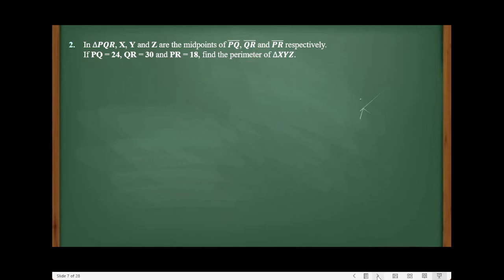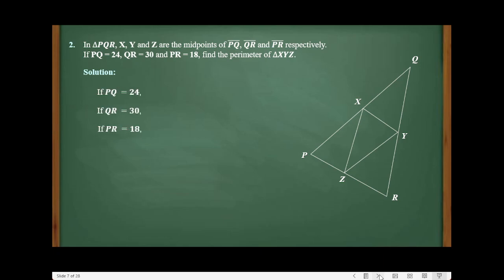Sige, so for our solution, let us illustrate triangle PQR. So this is triangle PQR. Yan. And considering the midpoint of each sides of the bigger triangle, and these are point X, point Y, point Z of segment PQ, QR, and PR respectively. Ayan. Take note, binigay ang length ng sides ng mas malaking triangle. Pero ang pinapahanap dito ay yung perimeter ng mas maliit na triangle, which is triangle XYZ. So, paano to?